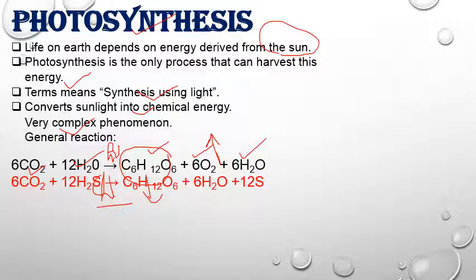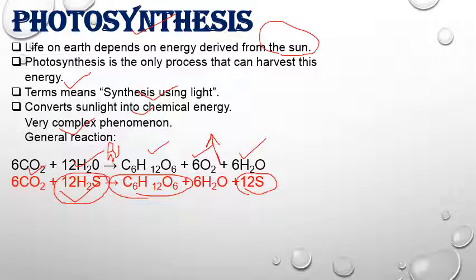There are some bacteria which are chemoautotrophic, meaning they can synthesize their food by using certain chemicals, like sulfur bacteria. These bacteria use hydrogen sulfide in place of water, and their product is again glucose, but they are not able to produce oxygen, they produce sulfur. So they show chemosynthesis. They are chemoautotrophs, meaning they synthesize their own food by using certain chemicals. So there are some sulfur bacteria which show this phenomenon.